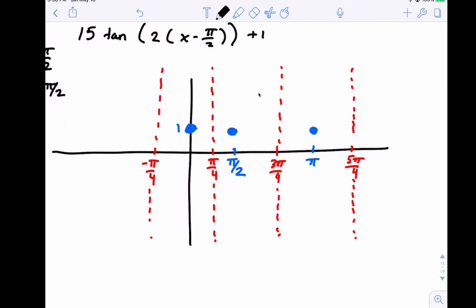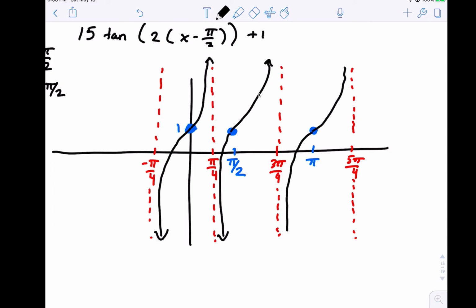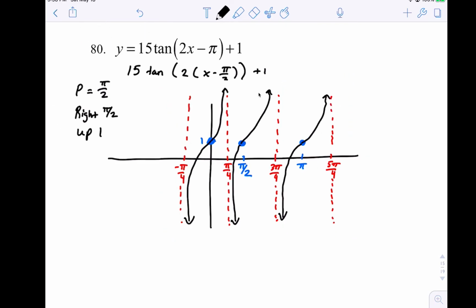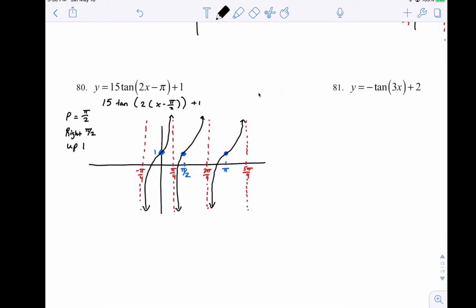All right, so that's 1, 2. I didn't do a very good job of spacing, but that's all right. All right, and then you got your graph for a tangent there.